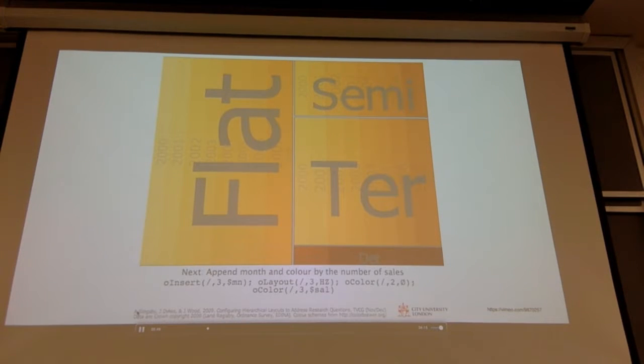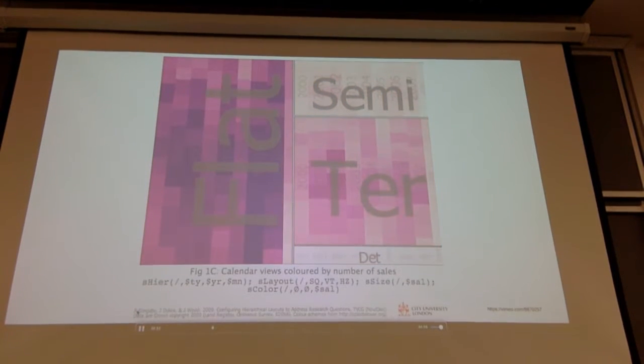To increase the temporal granularity, we will add months to the hierarchy. We also recolour to reflect the number of sales. We call these calendar views. Years are arranged from left to right, and months from top to bottom for each year. Purple is used to show the number of sales, which appear to vary seasonally.